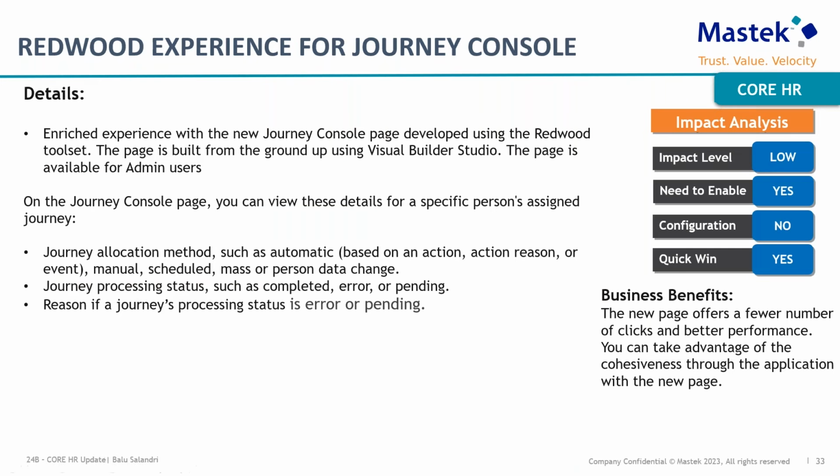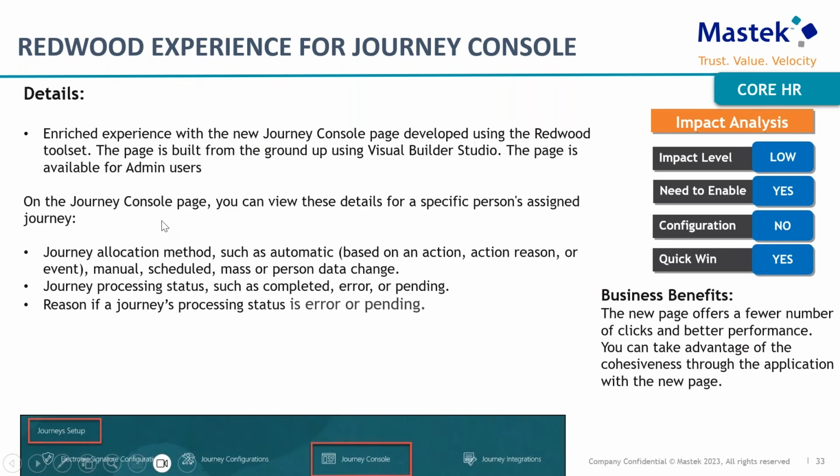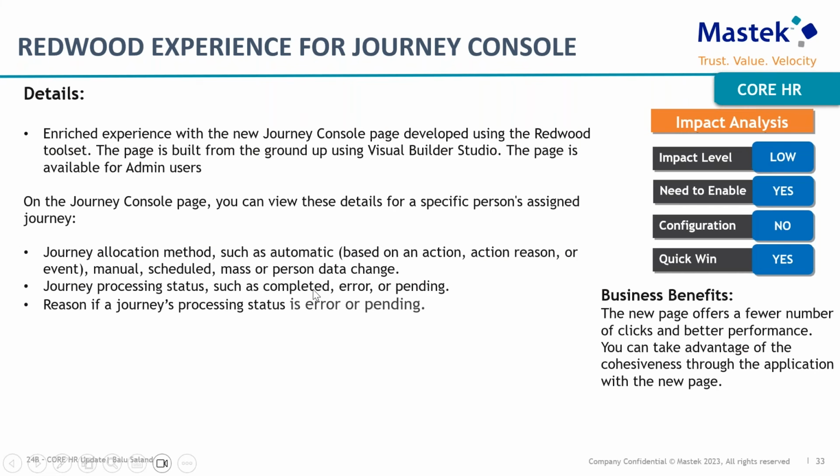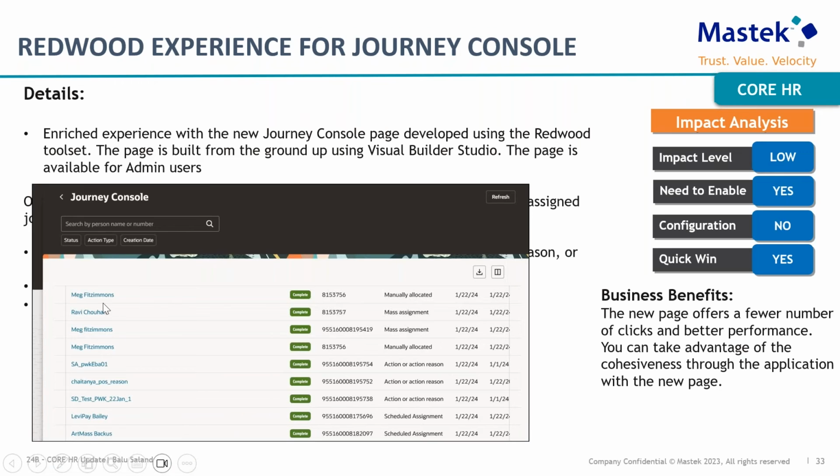So moving ahead to the next feature, we have a Redwood experience for Journey Console as well. On the Journey Console page, now users can view details for a specific person's assigned journey. As we see, you can navigate to My Client Groups, Quick Actions, Journey Setup, and Journey Console. And you can see the allocation method, the status of the allocation, and the users to which it has been assigned along with the dates.